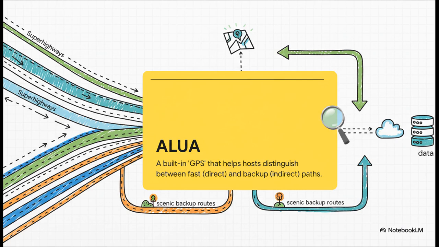But how does the system even know which lane is the fastest? Well, that's where this clever feature called ALUA comes into play. Just think of it as a built-in GPS for your data. It's constantly looking at all the possible routes from your application to your storage and telling the system, hey, this path is a direct superhighway and this other one is a reliable backup route.